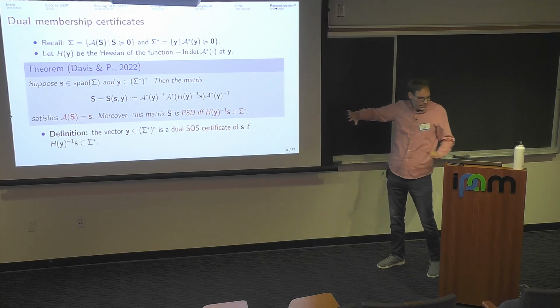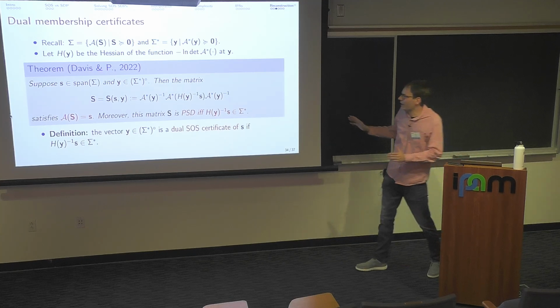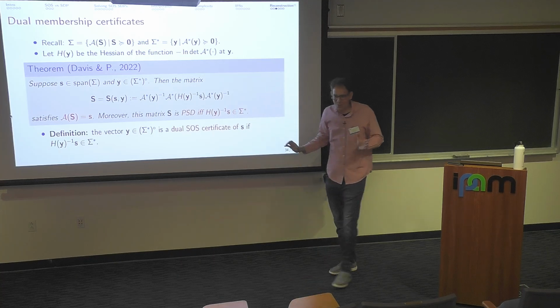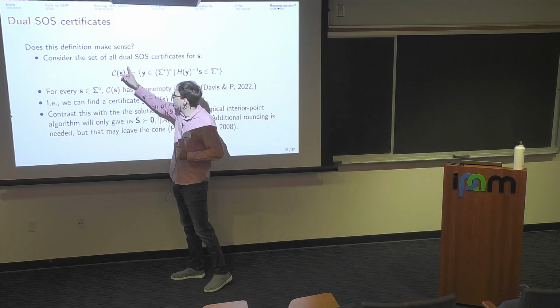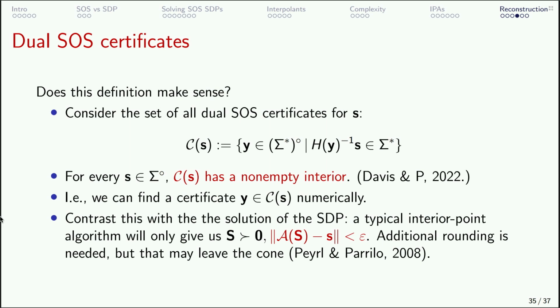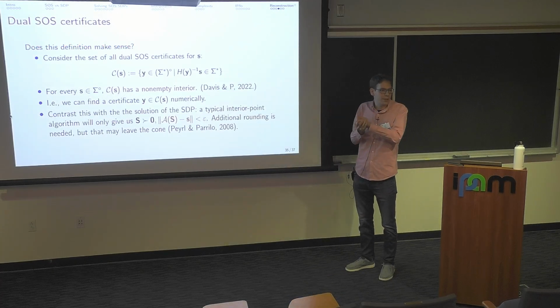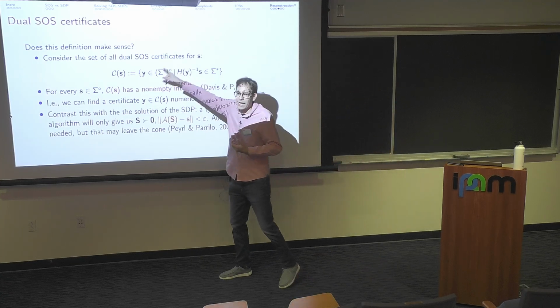Of course, all of this would be moot if this didn't necessarily exist. Like everything I said here could be vacuously true, for example, right? Maybe such a Y doesn't exist or something like that. But exactly on the contrary, let's fix a polynomial S, and now I'm choosing this to be actually sums of squares. In fact, let's choose this from the interior of sums of squares. And what I'm defining here is the set of all of its dual SOS membership certificates. And what we have shown is that not only is this non-empty, it has a non-empty interior. Right? This is a full-dimensional subset of the dual cone, of the dual SOS cone. The full dimensional is important because that means we can, in principle, use numerical methods to find an element in here.